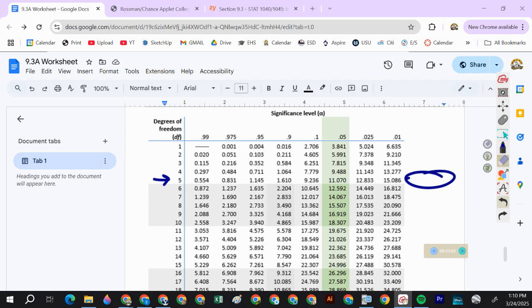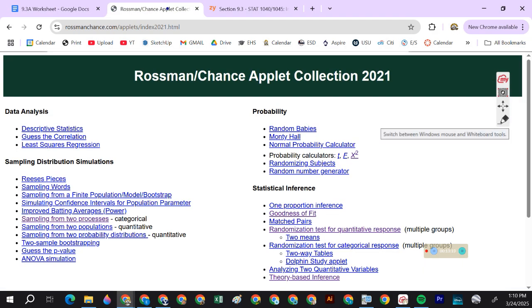Okay. Now, I don't know how they're going to ask this question on the final, so I do want to show you this. So everybody log into the Rossmann One Chance.